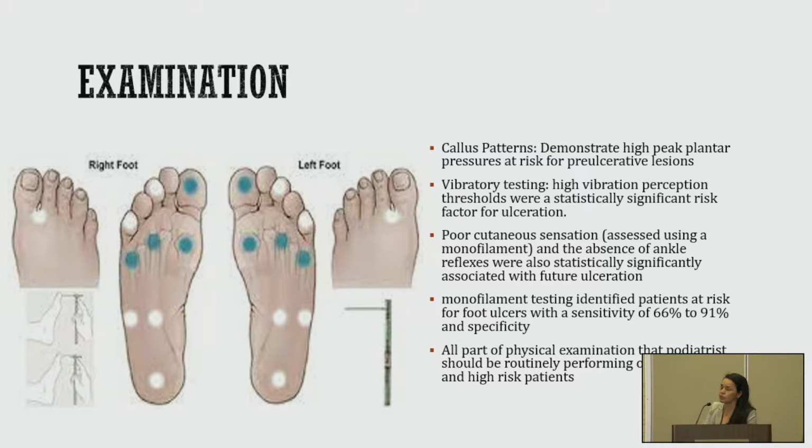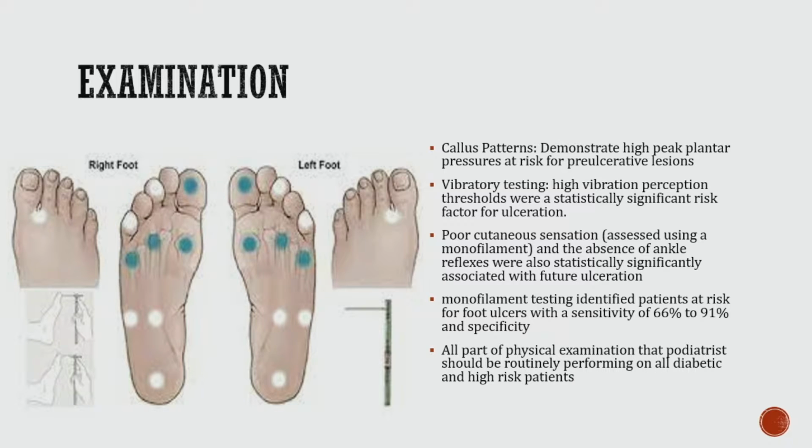When we do these examinations, other than assessing pedal pulses, we look at callus patterns. A lot of our referrals are, I'm sending you over for calluses. Well, calluses actually tell us a big picture. They tell us where we're going to have the highest peak plantar pressures, and these peak plantar pressures increase the risk for preulcerative lesions. So these calluses that we're trimming, it's not just for the sake of trimming. We're actually trying to prevent these from becoming ulcerations down the line. We're educating patients on offloading them. We're getting patients into diabetic shoes to offload these areas to prevent ulcerations that could potentially become life-threatening amputations.